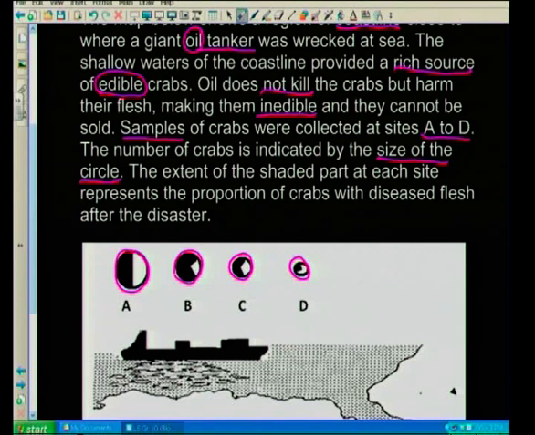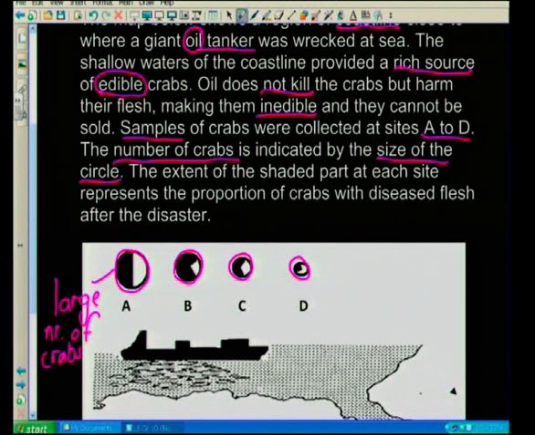Now, while you're reading that, you can actually write onto your diagram, as I'm going to do there, that this is the number of crabs. So, large circle, there's going to be a large number of crabs. Now, you can see I haven't even looked at the questions. So, I'm putting information down on my drawing so that by the time I get to the questions, I already know some of the answers.